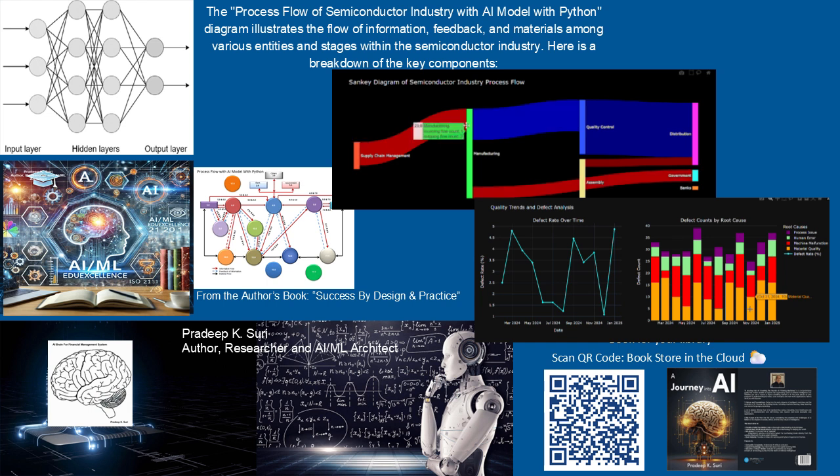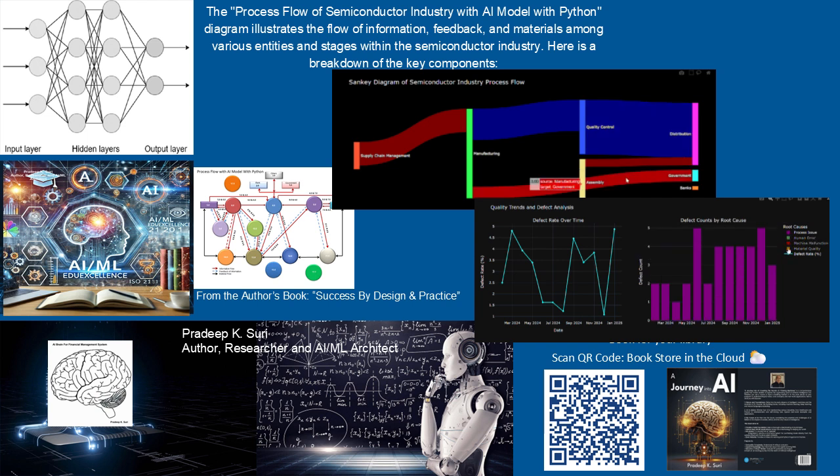Trend, the defect rate fluctuates over time, starting at around 2.5% in March 2024, peaking at approximately 4.8% in May 2024, dropping to 1.2% in July 2024, rising to 4.2% in September 2024, and forecast, ending at 4.5% in January 2025. Right graph, defect counts by root cause.